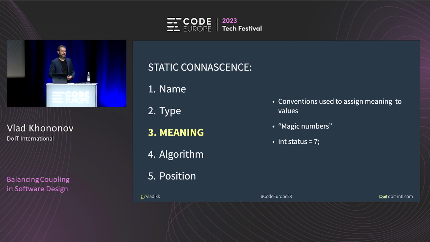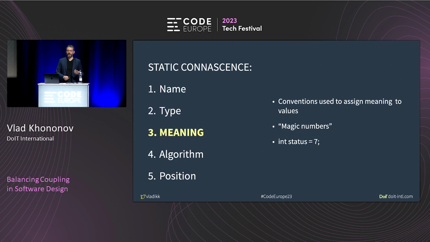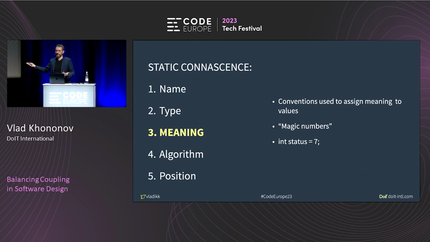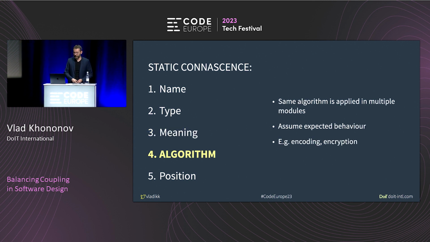Connascence of meaning happens when conventions are used to assign meanings to values. A trivial example here would be this example on the right side. Status equals 7. What does that 7 mean? That knowledge has to be duplicated, both in the upstream and in the downstream components. They have to agree on the meaning of that value. So that knowledge is being duplicated between the integrated components.